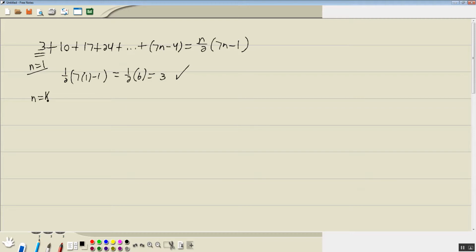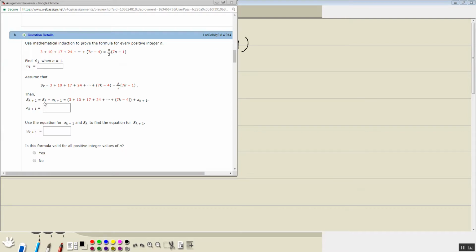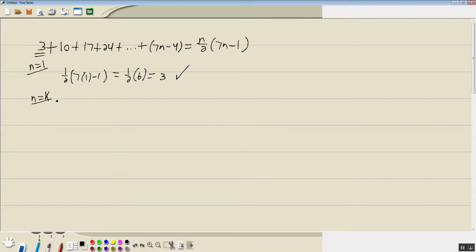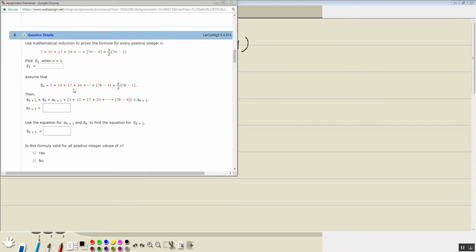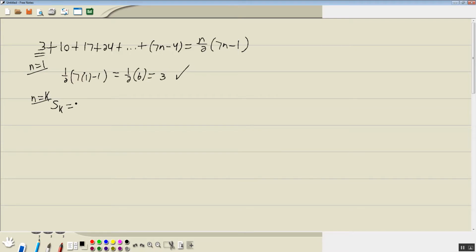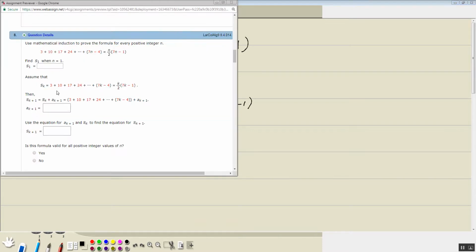Now we're going to assume it's true for n is equal to k. That's this part right here. So assume this is true. 3 plus 10 plus 17 plus 24 plus 7k minus 4 is equal to k over 2, 7k minus 1. So we assume that's true.